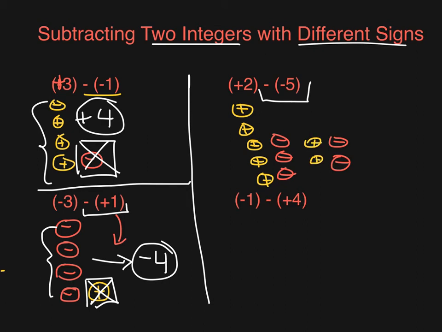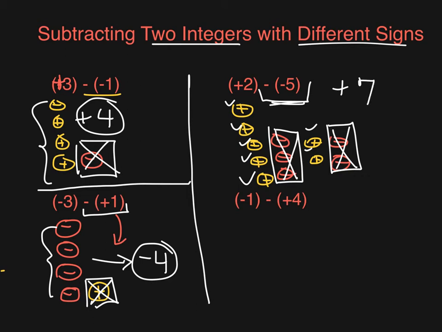And now I can take away, just like it says to, I'm going to take away the 5 negative chips. That's 3 of them. That's 2 more of them. What am I left with? 1, 2, 3, 4, 5, 6, 7 positive chips. So the answer is positive 7.